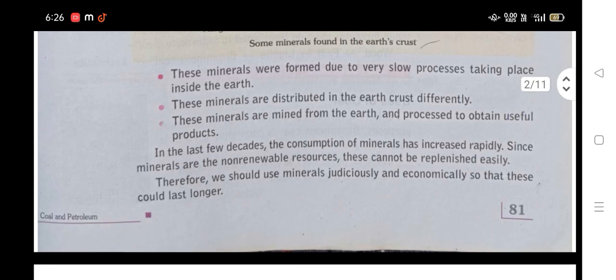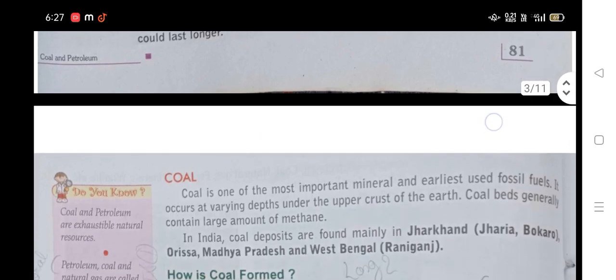In the last few decades, the consumption of minerals has increased rapidly. Since minerals are non-renewable resources, these cannot be replenished easily. Therefore, we should use minerals judiciously and economically so that these could last longer.